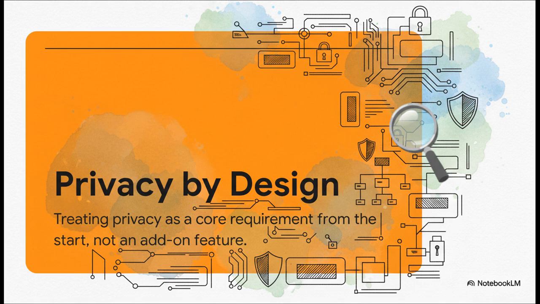Now, the other side of that design coin is privacy by design. You can think of it like this. If inclusive design is about bringing everyone in, privacy by design is about protecting them once they're there. It means you don't build a whole system and then try to bolt on some privacy features at the very end. No way. Privacy has to be a core, non-negotiable requirement from the very first sketch on the whiteboard.